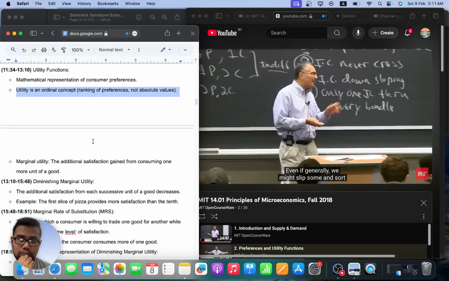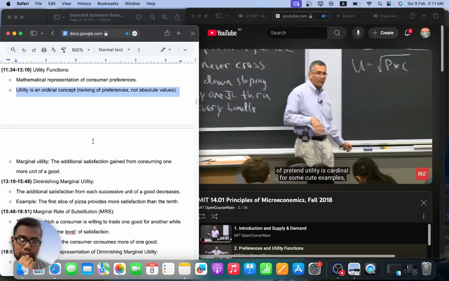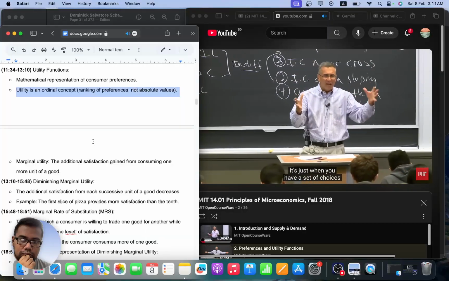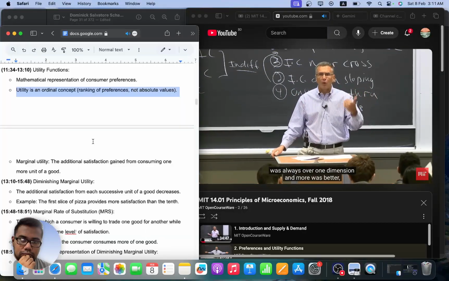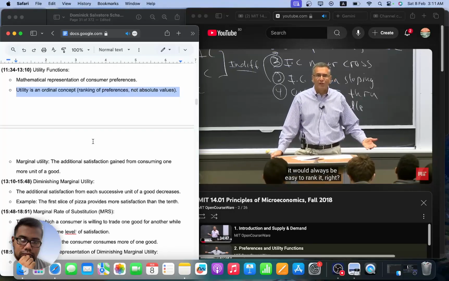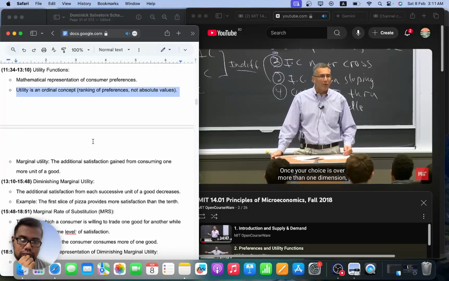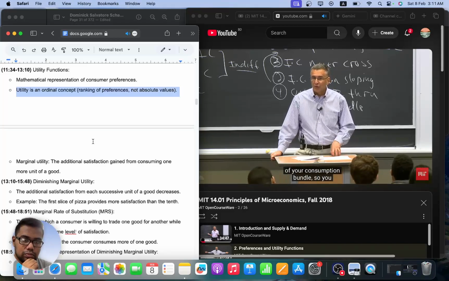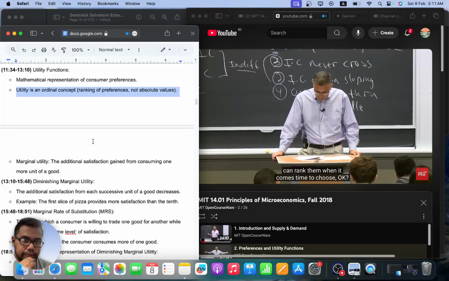Even if generally we might slip some and pretend utility is cardinal for some cute examples, by and large, we're going to think of utility as purely ordinal. It's just a way to rank your choices when you have a set of choices over many dimensions. If your choice in life was always over one dimension, and more was better, it would always be easy to rank, right? You never have a problem. Once your choice is over more than one dimension, if you want to rank them, you need some way to combine them. That's what this function does. It allows you essentially to weight the different elements of your consumption bundle, so you can rank them when it comes time to choose. Okay?